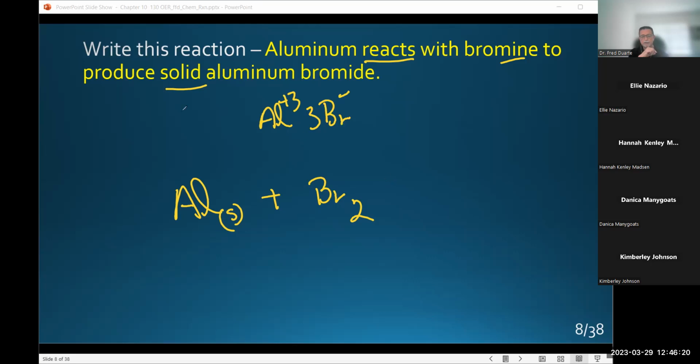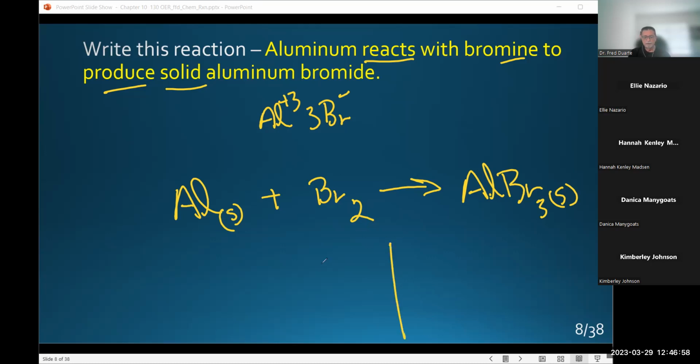So our formula, okay, "to produce" is our signal word for the reaction arrow. And then we have aluminum bromide, solid. And that is our reaction. Now, once we've got that, think about how we're going to balance it. As in the example I did previously, we used a common number. Guess what? Looks like we have the same setup here.